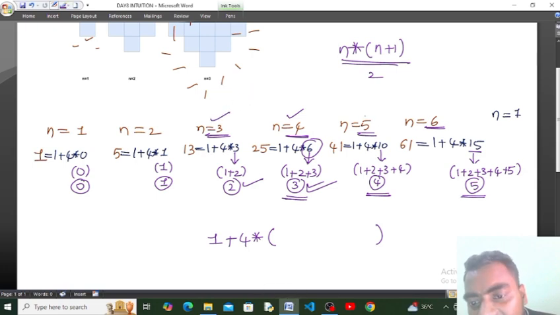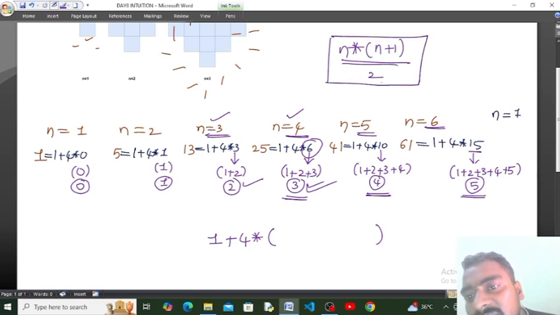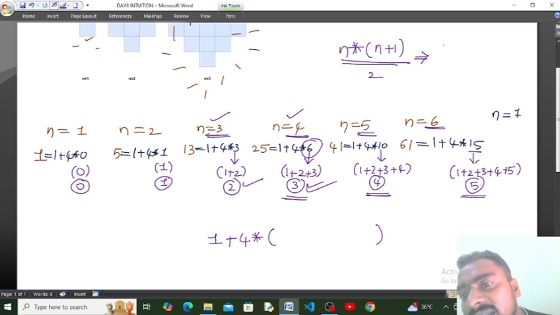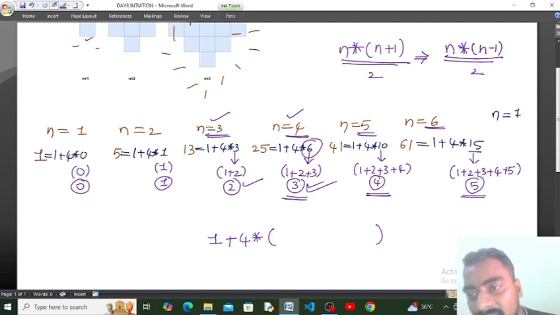For n is equal to 5, we need up to the 4th natural number sum. In this formula, this is up to the nth natural number sum, but we need up to the n minus 1th natural number sum. So wherever n is there, just keep n minus 1. Finally, if we put n minus 1 in this formula, our result will be n into n minus 1 divided by 2.